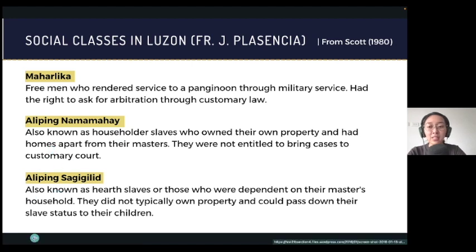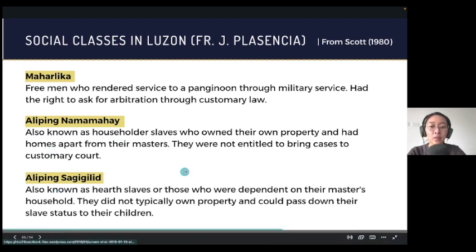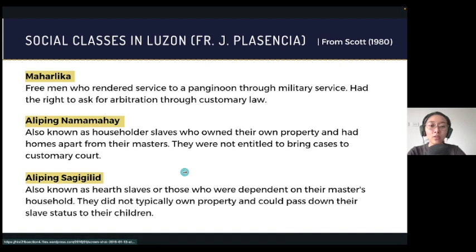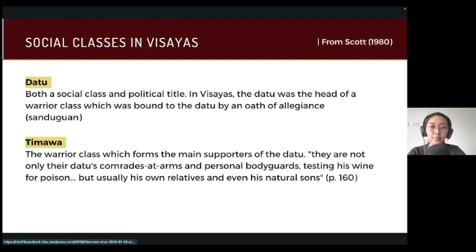Now, the lower form of slaves are your aliping sa gigilid, known as hearth slaves, or those who are completely dependent on their master's household. They did not typically own property and could pass down their slave status to their children. Now, how about in Visayas?